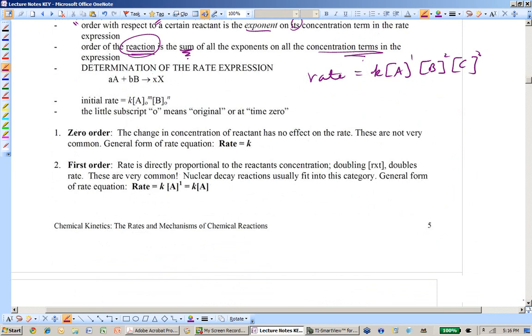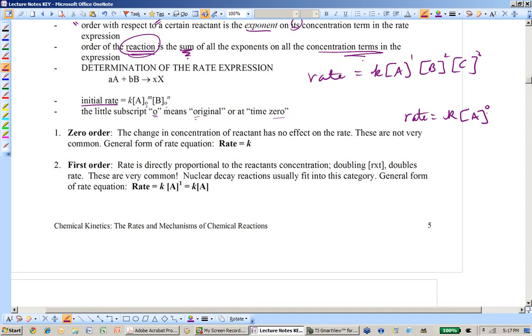We talked about the fact that these exponents can be 0. We also talk about the fact this is an initial rate, right out of the starting block. So these little O's can mean at times 0, if you want to think of them as a 0, or they can mean the letter O as in original. It's your call. I've seen books do it both ways. 0 order means that the change in the concentration of a reactant has no effect on the rate. Let's think about that mathematically for just a moment. Rate equals K, concentration of A to the 0 power.